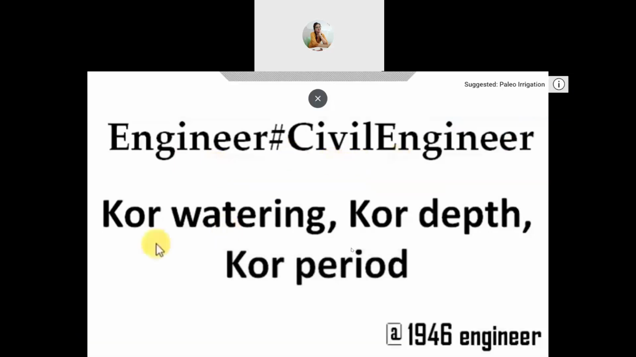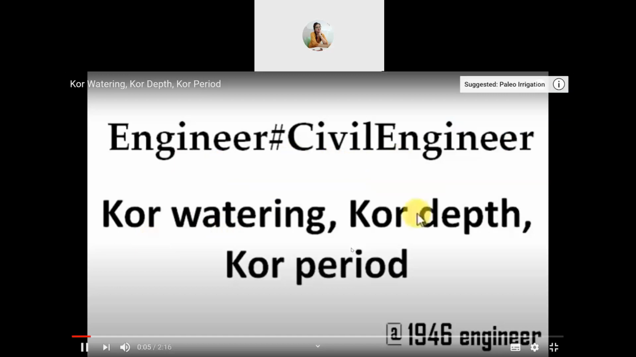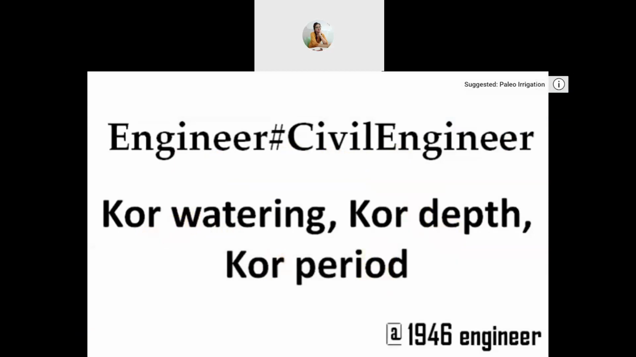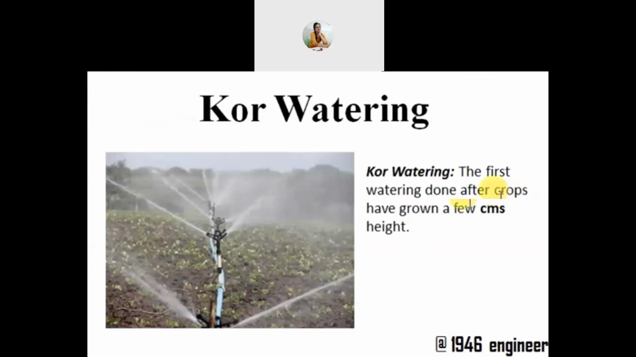In this video I'm going to talk about core watering, core depth and core period. Core watering is the first watering done after crops have grown a few centimeters high. Such watering is known as core watering. First of all, you plow the field, you sow the crop and you water it. And then the crop starts to grow. After a growth of a few centimeters, you again need to water. Such watering is known as core watering, and this few centimeters can be around 3 or 4 centimeters.